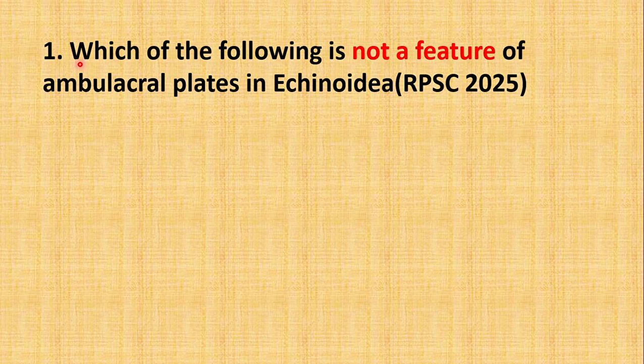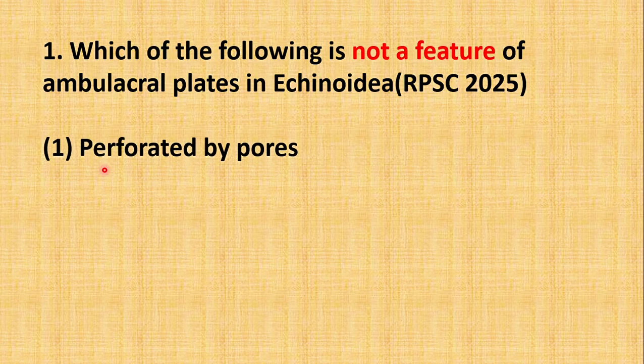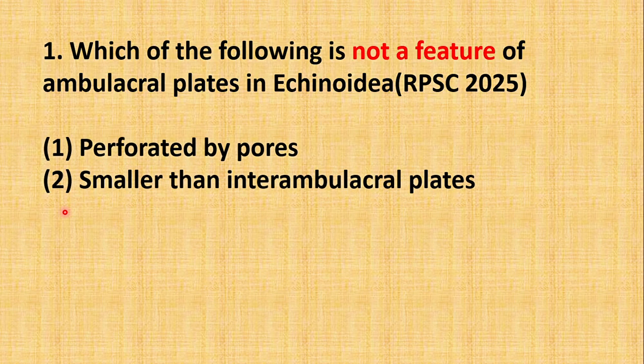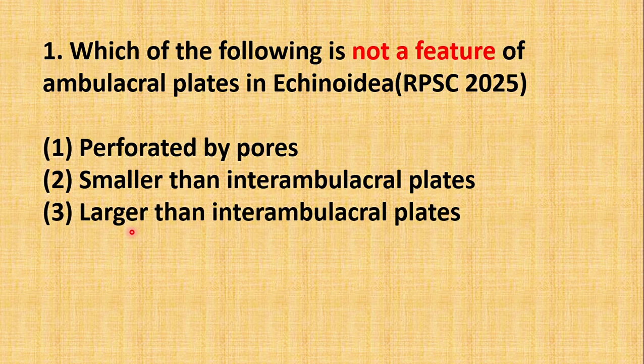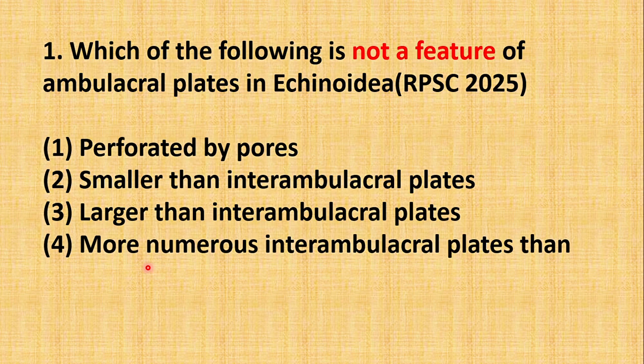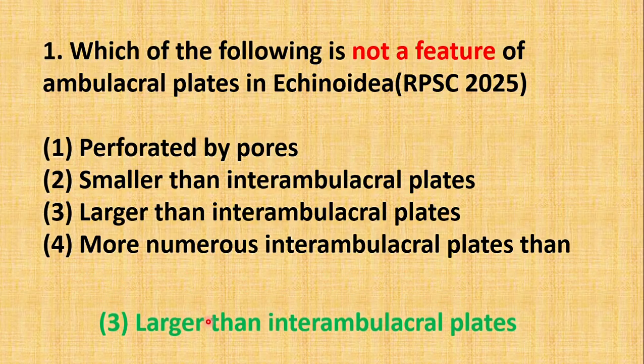Today we are going to discuss PYQ number 30 to 35. First PYQ: which of the following is not a feature of the ambulacral plate in the echinoidea? First, perforated by pore. Second, smaller than interambulacral plate. Third, larger than interambulacral plate. Fourth, more numerous than interambulacral plates. So the correct answer is larger than interambulacral plate. This is asking which is not a feature.